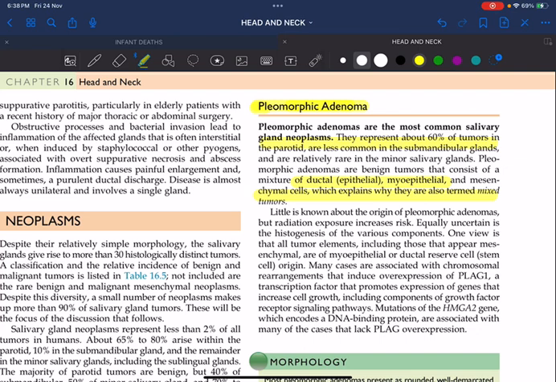And here is a very important update mentioned in the recent edition of Robbins: there is an overexpression of PLAG1, and there is a mutation of the HMGA2 gene. Out of this, you have to remember a very important point, that there is an overexpression of PLAG1. PLAG1 gene mutation is seen in pleomorphic adenoma.